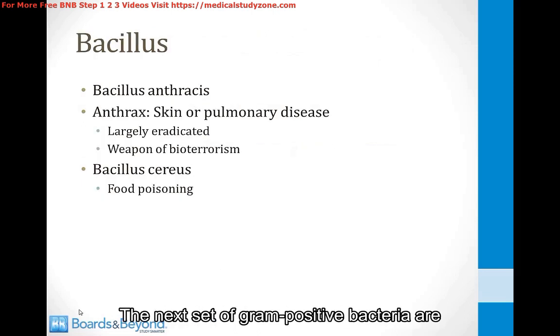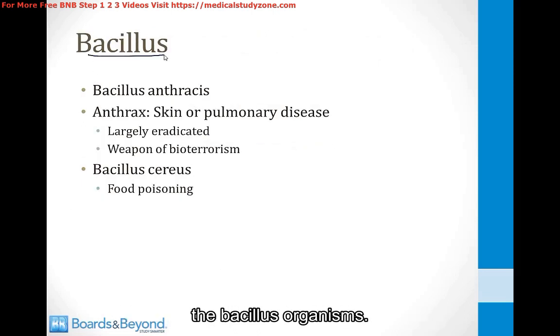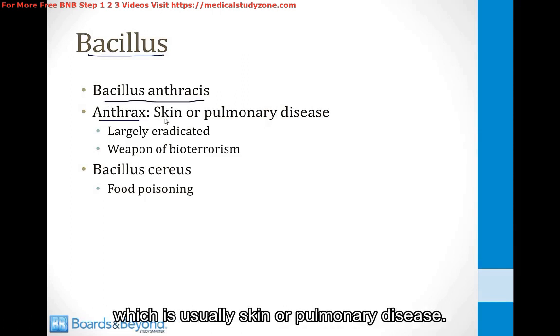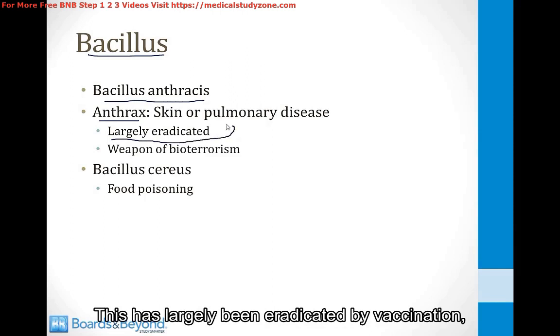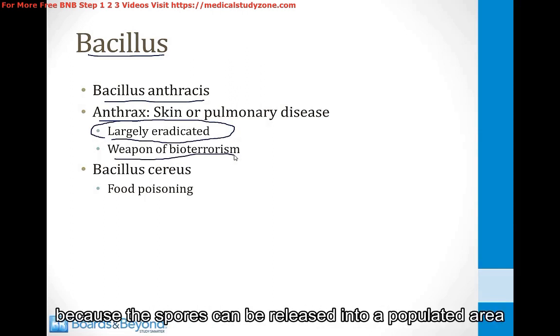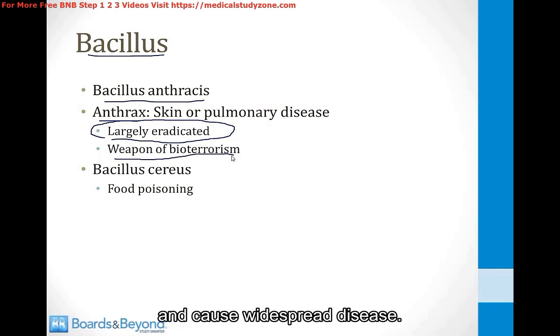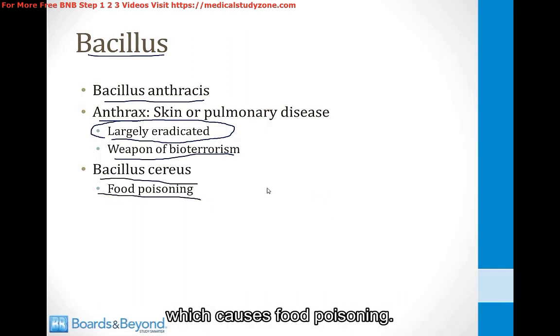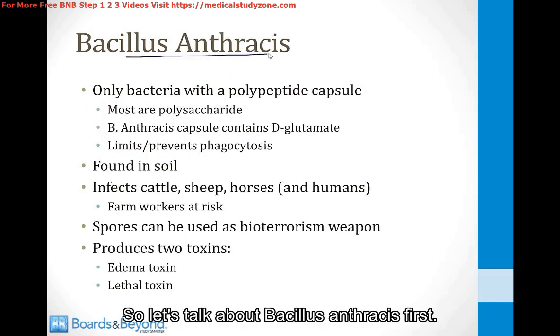The next set of gram-positive bacteria are the bacillus organisms. There's Bacillus anthracis, which causes anthrax, which is usually skin or pulmonary disease. This has largely been eradicated by vaccination, but it is a weapon of bioterrorism because the spores can be released into a populated area and cause widespread disease. And then there's a bacillus called Bacillus cereus, which causes food poisoning. So let's talk about Bacillus anthracis first.